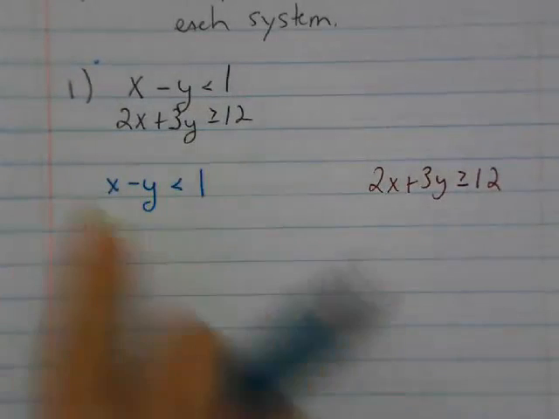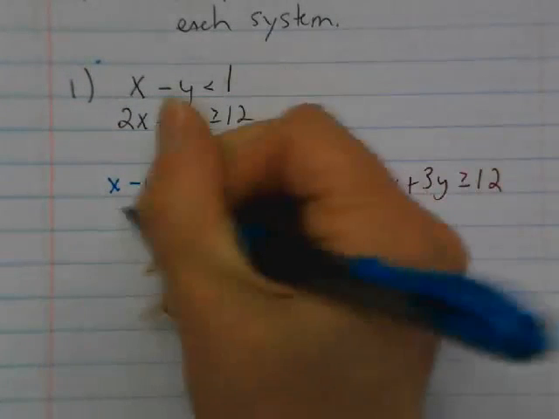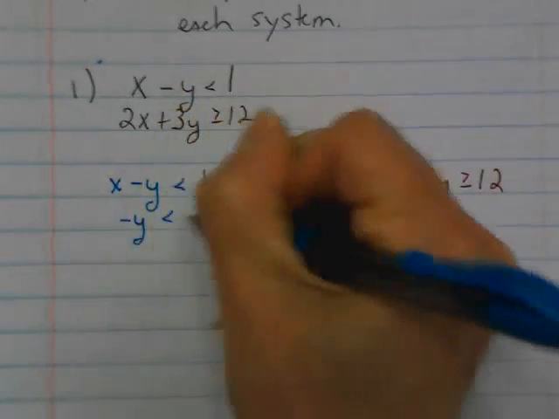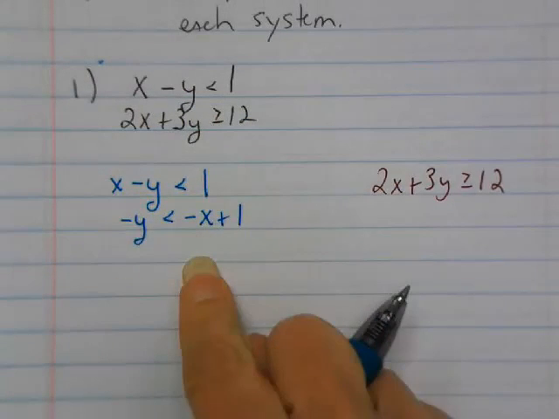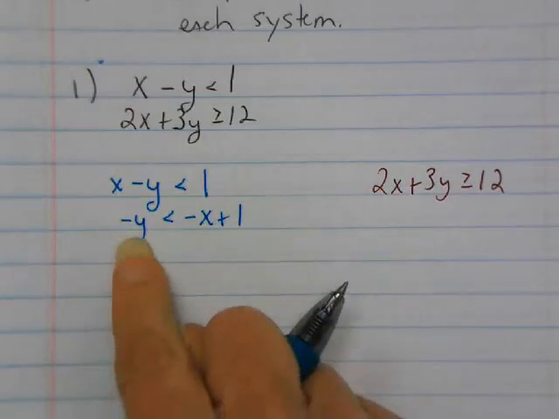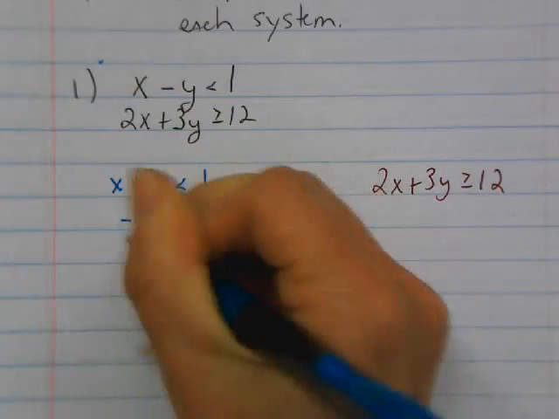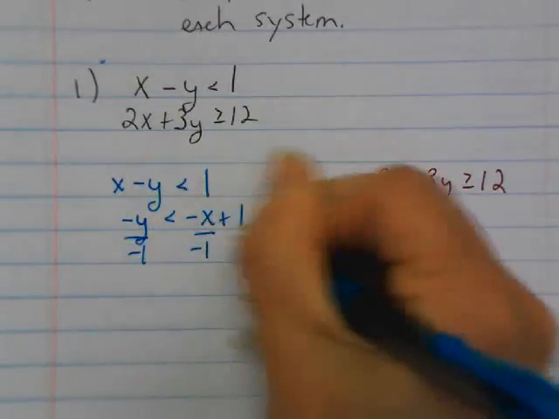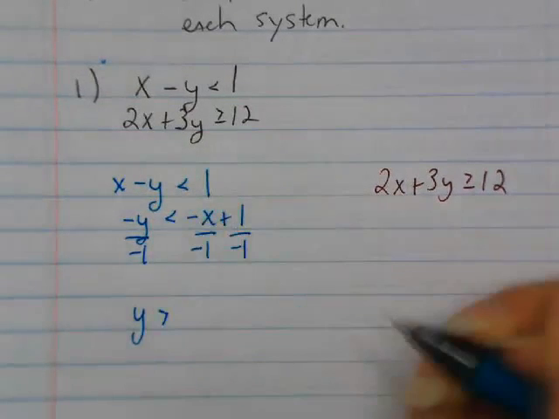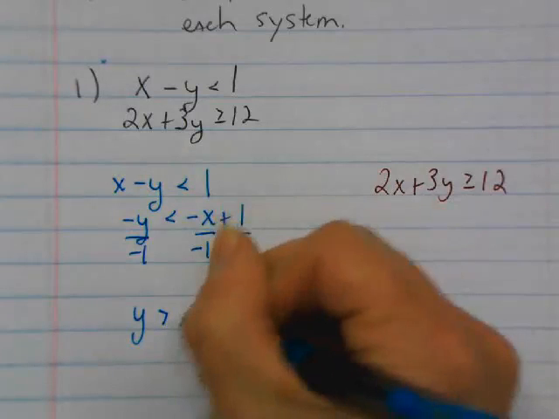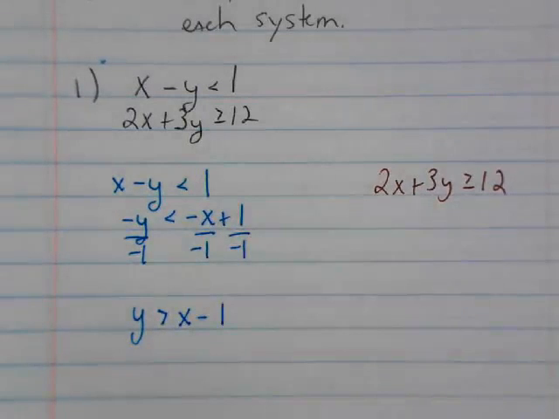Alright, so this one, let's go ahead and get y by himself. So negative y is less than negative x plus 1. I just moved x over, which made him negative. Now I need to get rid of the negative 1 in front of y. Now be careful, you just divided by a negative, so my inequality becomes a greater than. Alright, let's go ahead and get this puppy on the graph.